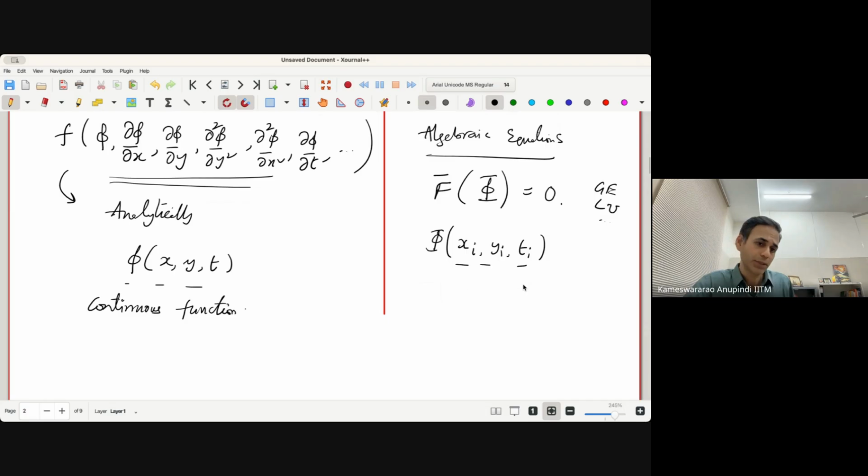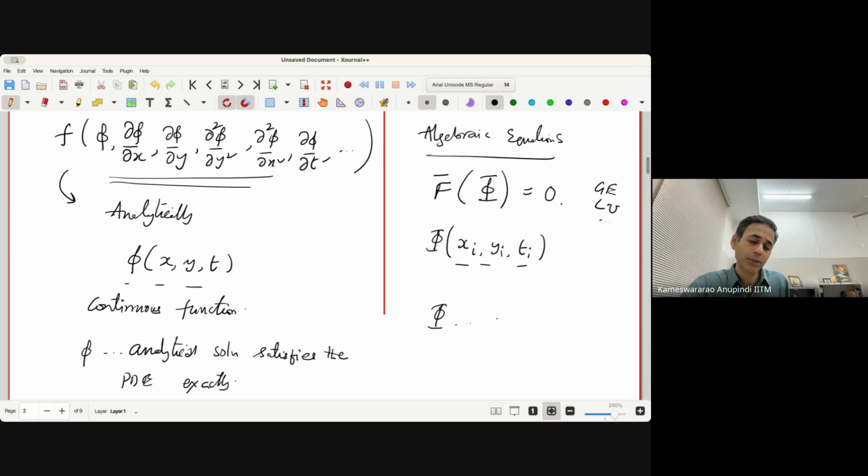Okay. So now if I substitute this phi into this equation, it is going to solve. The analytical solution, that is phi, satisfies the governing partial differential equation exactly, right? It satisfies exactly because that is how we have solved. Now, similarly, the approximate solution, that is the discrete solution, which I have denoted using capital phi, is going to satisfy the algebraic equation, that is F equal to 0. It's going to satisfy these algebraic equations exactly, right?